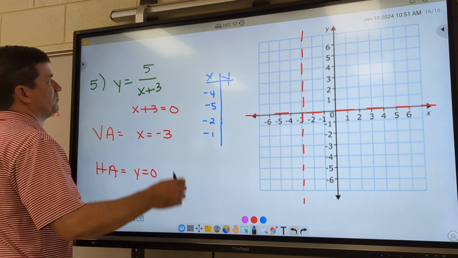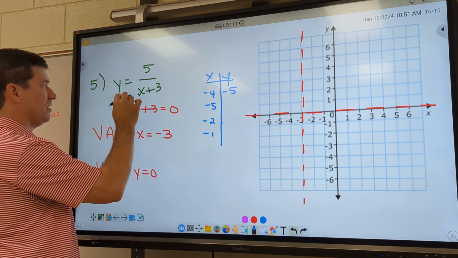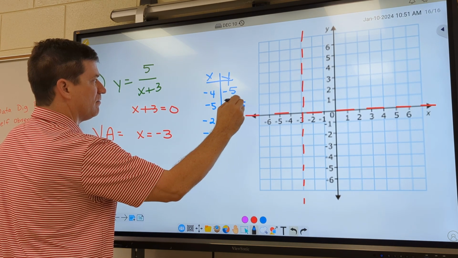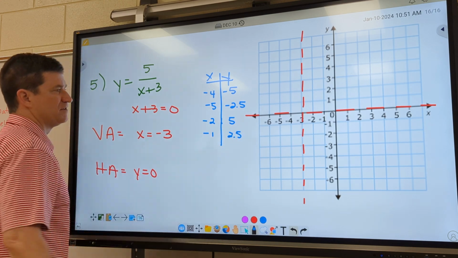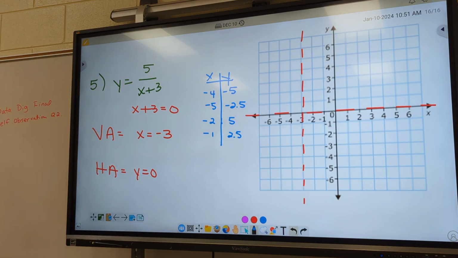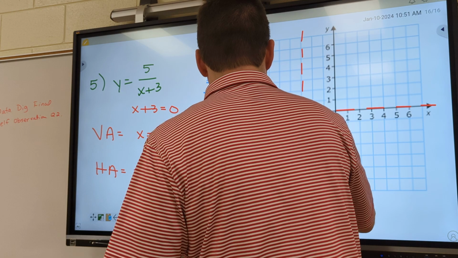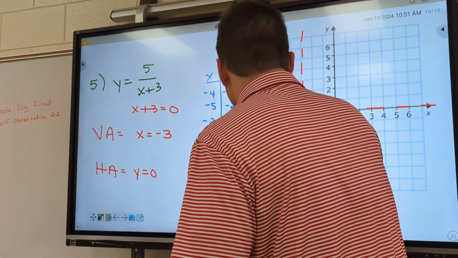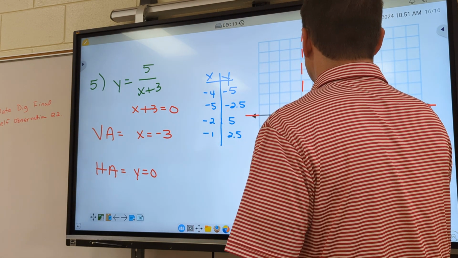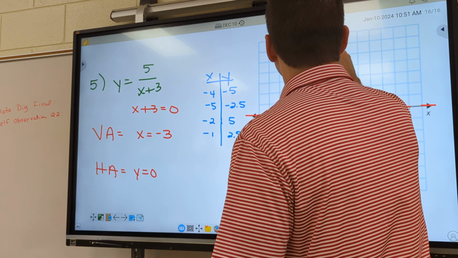All right, let's see what you got. So if we plug in negative 4, I'm doing these in my head, good chance I'll miss one. Negative 2.5. Negative 2 is 5, 2.5. Check those behind me. Good? All right, let's graph them. Negative 4 down 5 is here. Negative 5 down 2.5 is here. Negative 2 up 5. Negative 1 up 2.5.